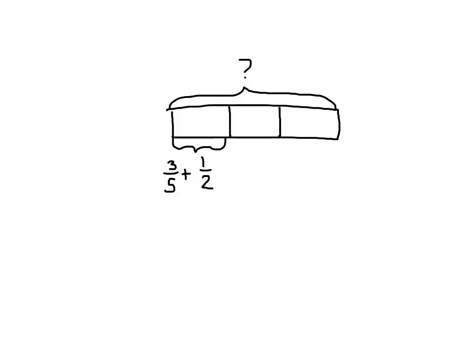Next I'm going to look at writing an expression to match a tape diagram. I'm going to start with this tape diagram. My question mark is the whole amount. I know that 1 piece is equal to 3/5 plus 1/2. The expression that goes with this model is 3/5 plus 1/2, the sum of that, times 3.